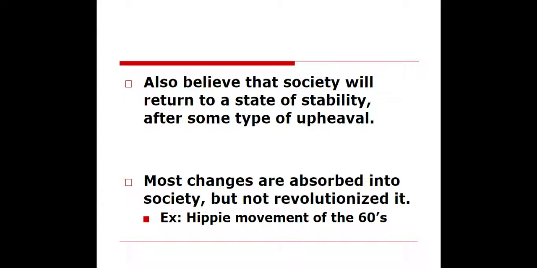They also talk about how, with everything, society will return to a state of stability after some type of upheaval. I use the example of the 60s and 70s, that hippie movement. It was something that was just absorbed into society. It didn't completely revolutionize it. We still talk about it in a historic sense, and there are elements of it still around. But the world did not turn into one big Woodstock festival. There was less of that going on than people would expect, but that is what is portrayed as the 60s and 70s. It was definitely an element of society, but it didn't completely revolutionize it.